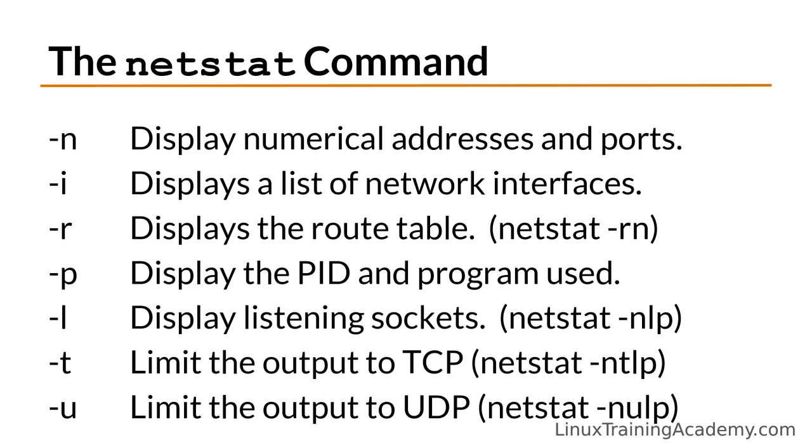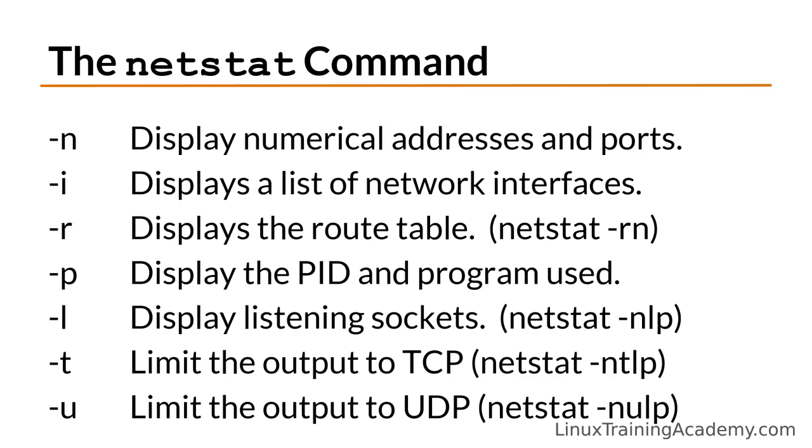The -l option displays listening sockets. Use this option in conjunction with the -p option to see what processes are listening on what ports. On a web server, for example, it will show that a process such as Nginx or Apache is listening on port 80. If you cannot connect to a given port on a system, run this command to make sure the process is actually listening on that port.